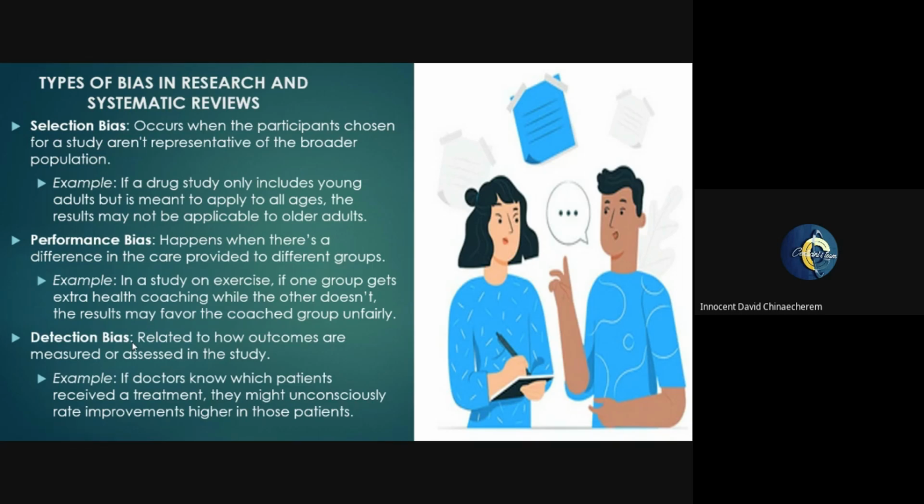So it's just like, let's say now if the doctors know which patient received the treatment, they might actually unconsciously rate improvement higher in those patients. So we're going to have a clearer look at what this means with a practical example.